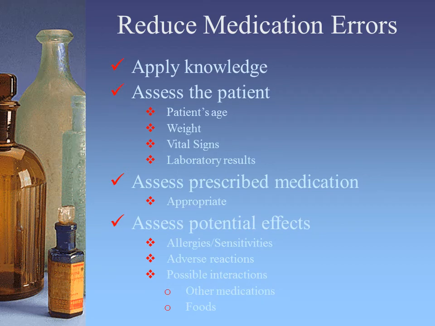To reduce the risk of error and adverse effects, a nurse must apply their knowledge about the client and the medication. Prior to administering medications, nurses should assess the patient age and developmental stage, weight, vital signs, and laboratory results. Assess the appropriateness of the prescribed medication for the particular diagnosis and situation. Nurses check for potential effects by assessing allergies, sensitivities, previous adverse reactions, possible interactions with other medications or foods, herbs, or over-the-counter medications that could be contraindicated or decrease absorption.